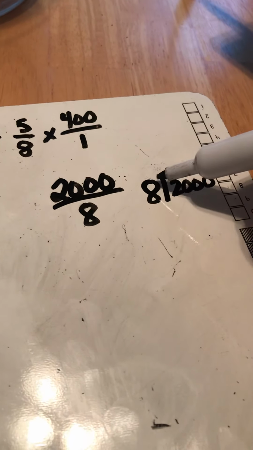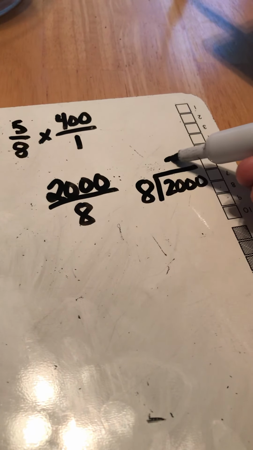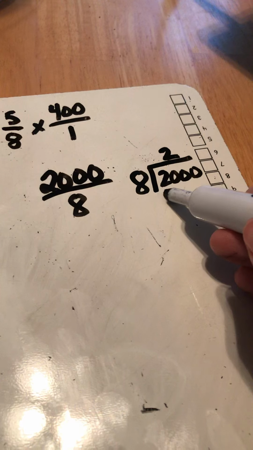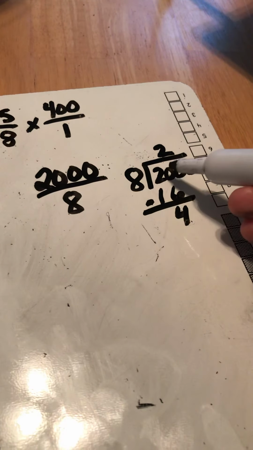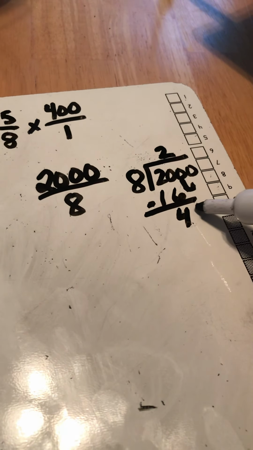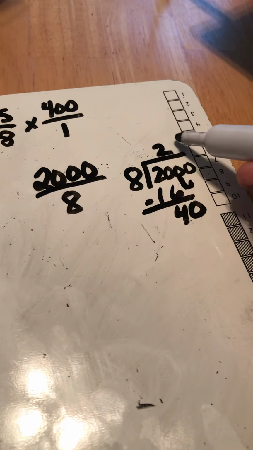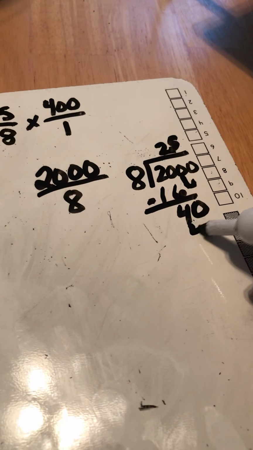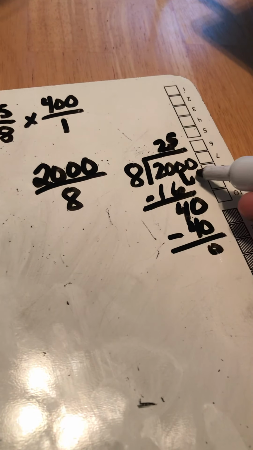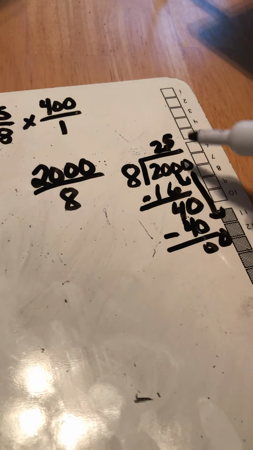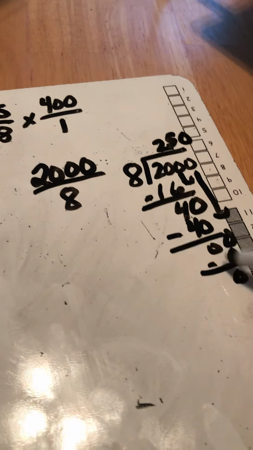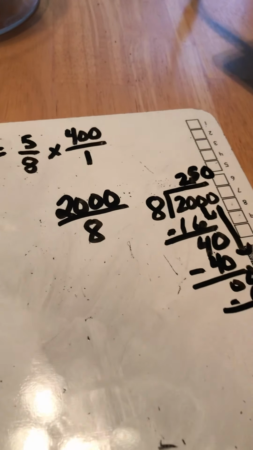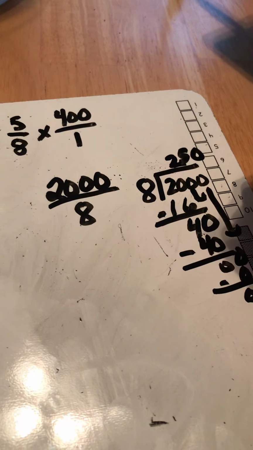So we're going to have to divide 8 into 2,000. Can 8 go into 2? No. Can it go into 20? Sure. 2 times 8 is 16. We get 4. Now we're going to bring down our 0. 8 goes into 40 5 times. 5 times 8 is 40. We subtract and get 0. And we bring down our last digit, which happens to be a 0. 8 goes into 0 times. So you know me, I always like to totally finish off that division problem. So it looks like it's going to be 250 miles, I believe.